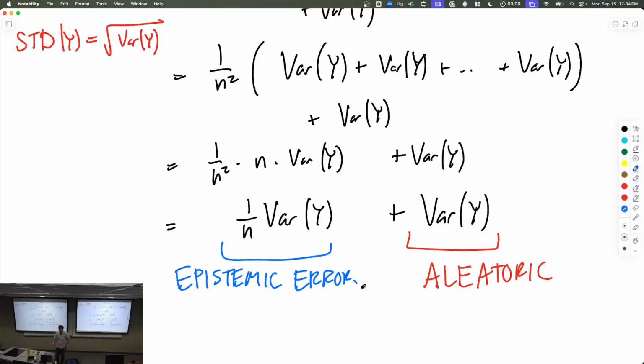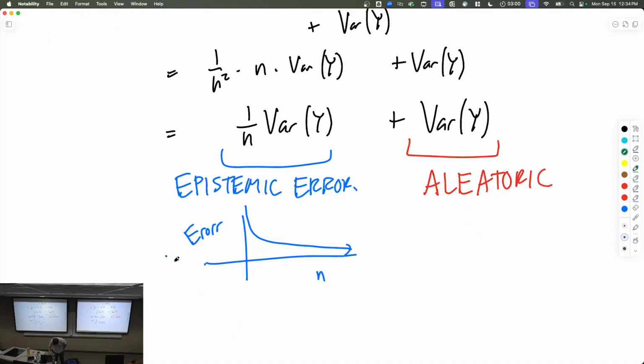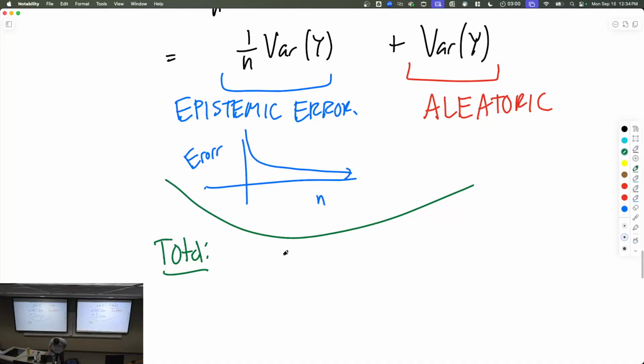What does the graph of 1 over x look like? It's exactly what you saw, right? So this is n versus error, and it goes down to 0. So this one, the epistemic error, goes down to 0. The aleatoric error is always constant. And so the total error, right, the total is exactly what was in that red curve. It goes down like this.